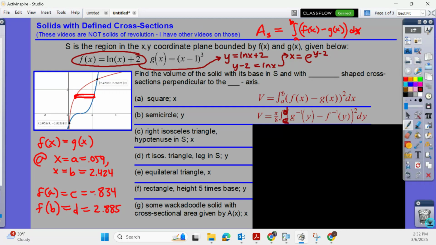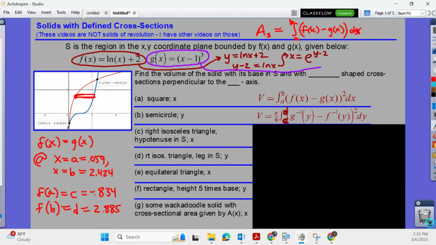So I'll use a different color here. With g, I have y equals x minus 1 quantity cubed. And I want to solve for x, so I'm going to cube root both sides, and then add 1 to both sides. So x equals the cube root of y plus 1. And those are the functions I'm going to use. So when this says g inverse of y minus f inverse of y, these are what I'm using.